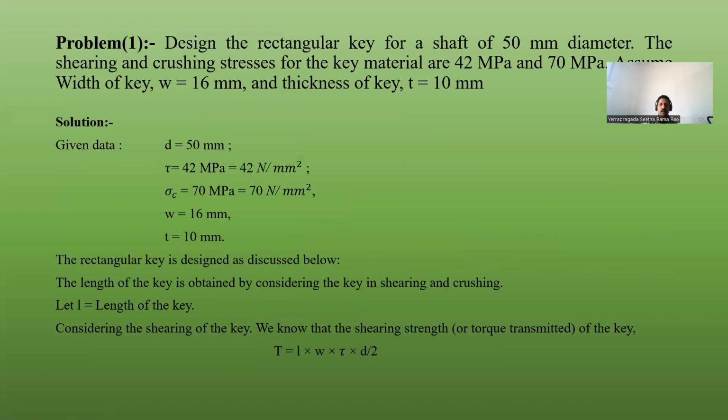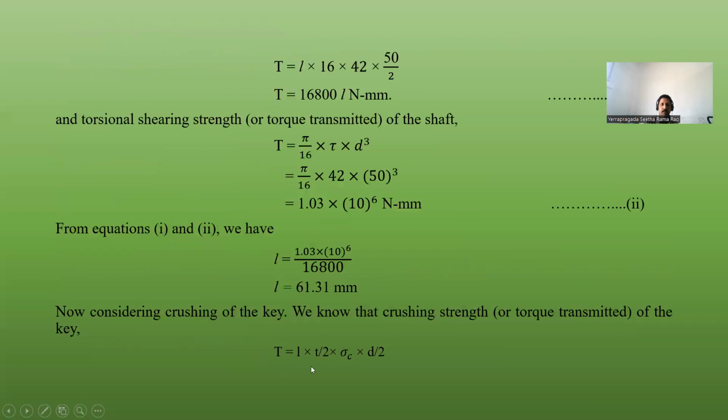After that, we take up a small problem. Design a rectangular key for a shaft of 50 mm diameter. The shearing and crushing stresses for the key material are 42 MPa and 72 MPa. The width of the key and the thickness of the key t are also given. So the rectangular key can be designed by considering the shearing of the key: T equal to L W tau into d by 2. After you substitute all the values, you get T in terms of L in Newton mm.